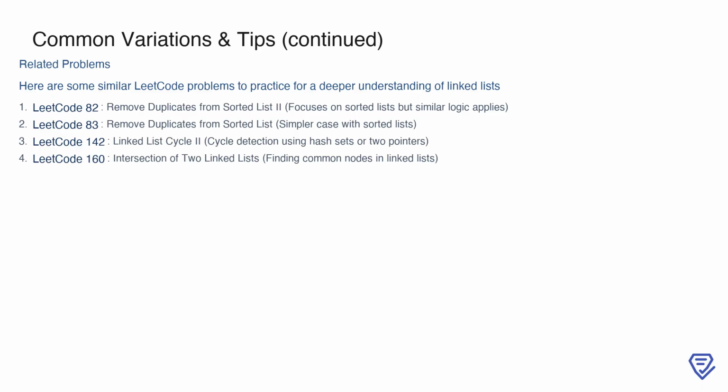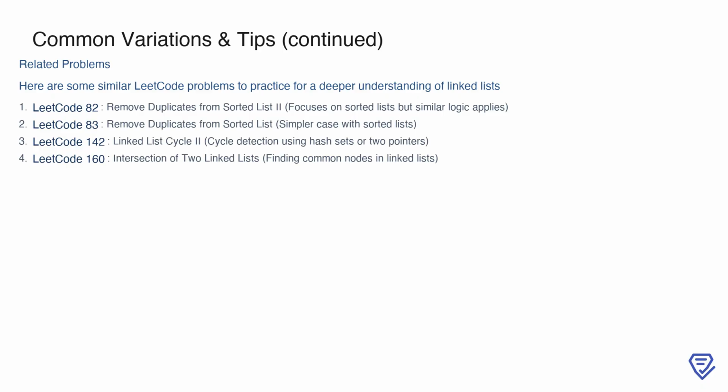Another useful problem is LeetCode 142, which involves detecting cycles in a linked list using techniques like hash sets or two pointers. This expands your understanding of pointer manipulation and memory trade-offs. Finally, LeetCode 160 challenges you to find the intersection of two linked lists. Here, the focus shifts to identifying common nodes, which can be addressed using shared techniques like hash maps or optimized pointer traversal. These problems collectively strengthen your grasp of linked list manipulation and help you approach a variety of scenarios with confidence.